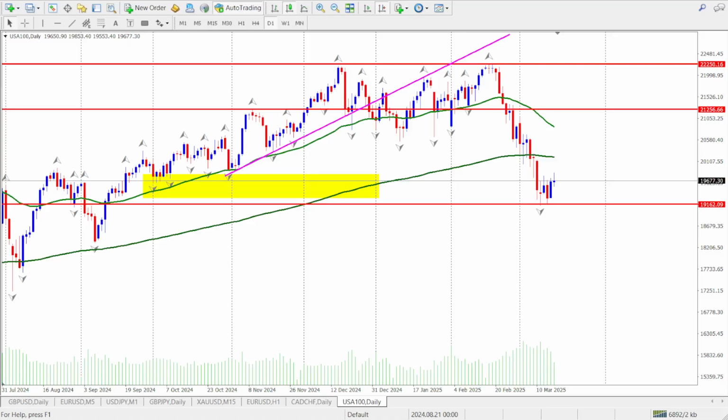And finally, do not ignore the overall trend. Okay, always consider the broader market trend because fractals can signal a reversal, but if the overall trend is strong, it might be best to wait for additional confirmation before entering a trade.